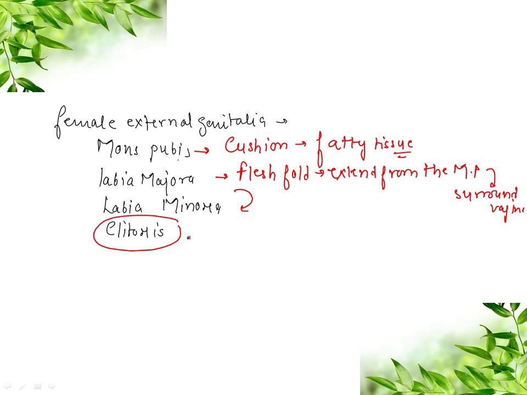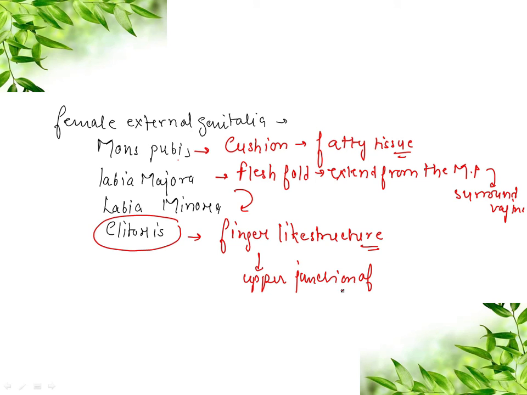this clitoris is a finger-like structure and it is present at the upper junction of labia minora, above the urethral opening. So this is the female external genitalia.